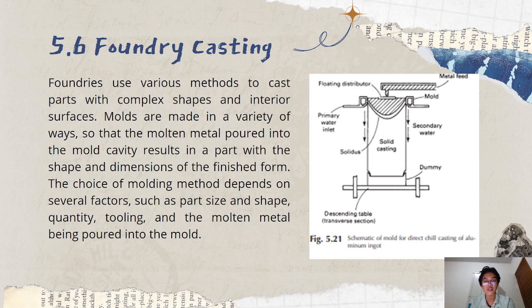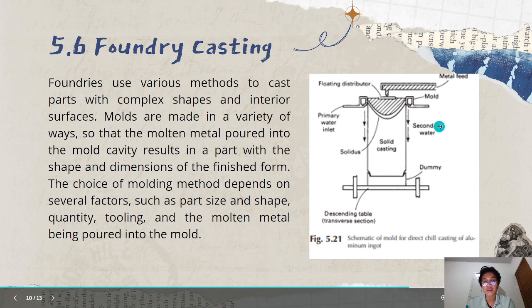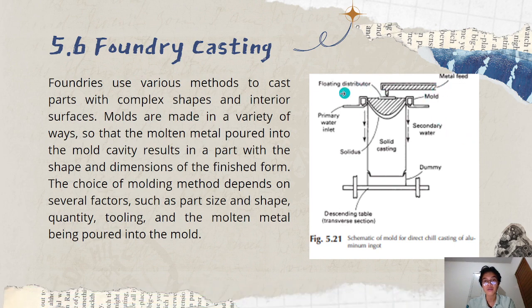You can see the picture in figure 5.21, a schematic of a mold for direct chill casting of aluminum ingot. This shows more of the process: the staging table transfer section, the dummy, the solid casting, primary water inlet, secondary water, the mold, metal feed, and floating distributor.